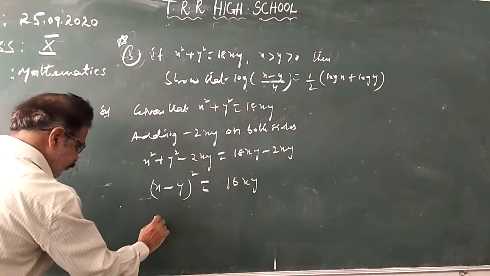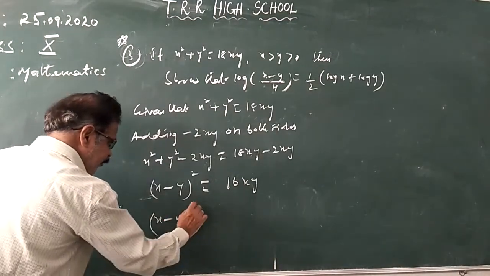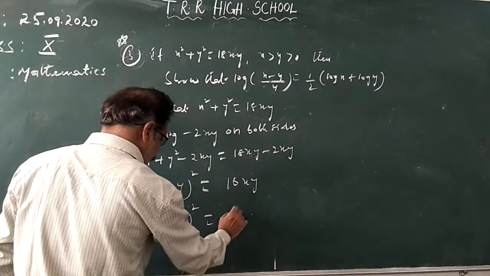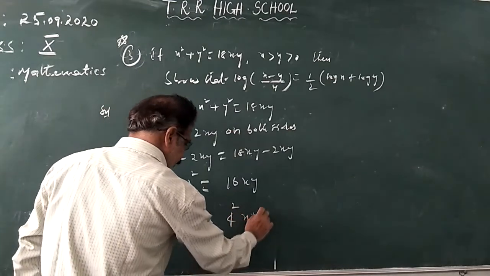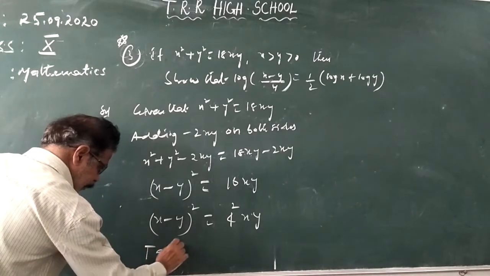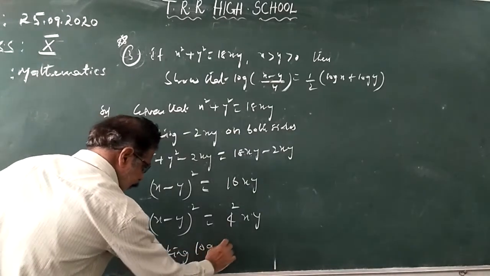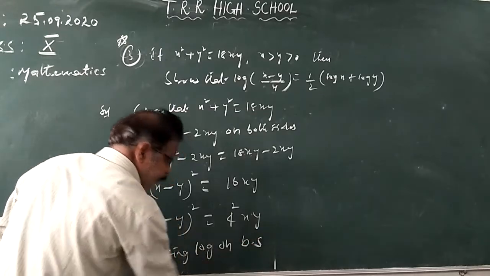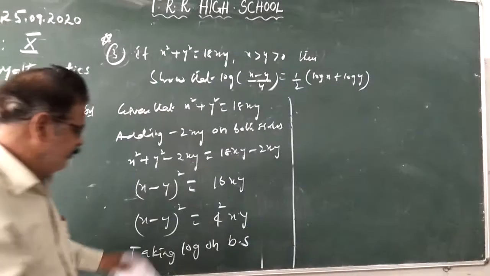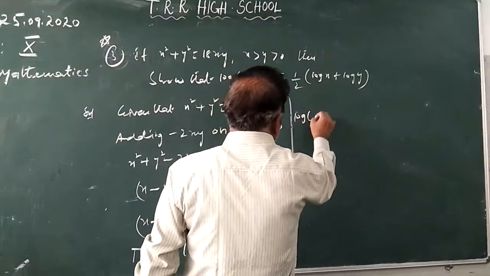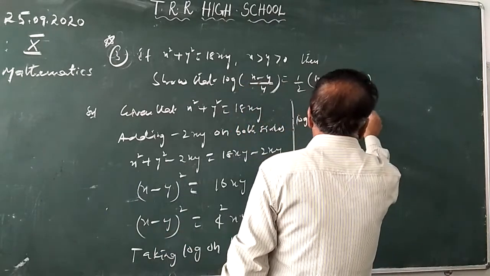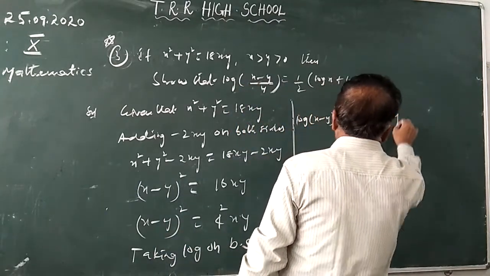Like this you can write. So x minus y whole square is equal to 16, which can be written as 4 square, into xy. Taking log on both sides. Taking log means connect log on both sides. Log of (x minus y) whole square is equal to log of 4 square xy.